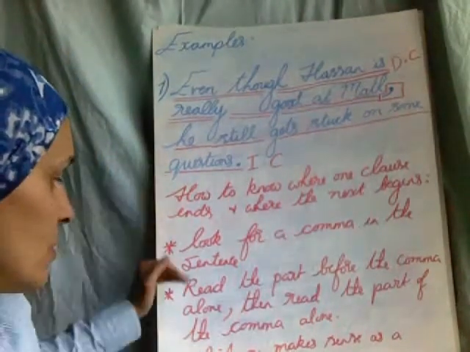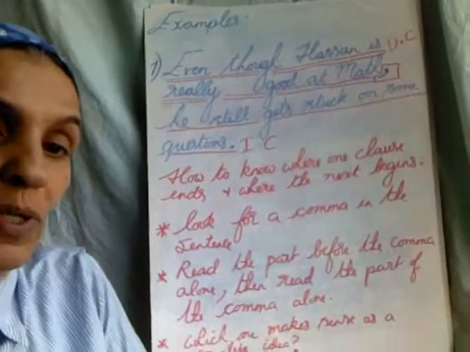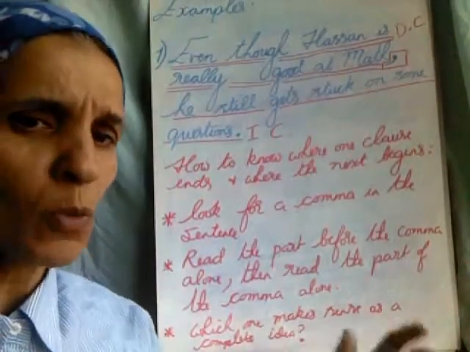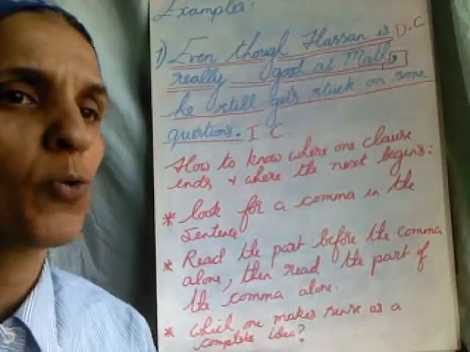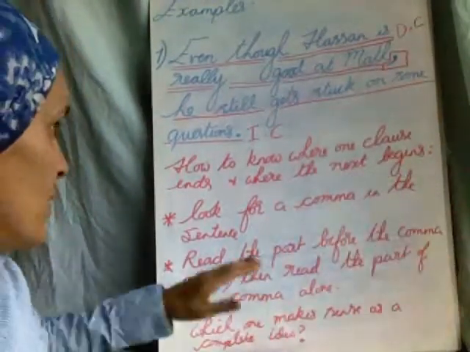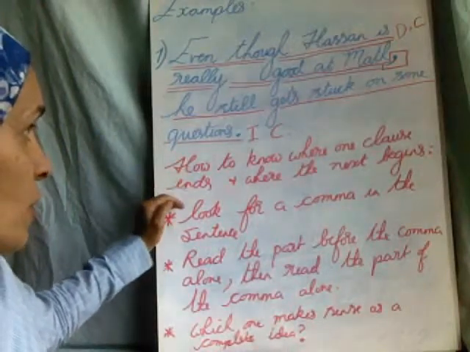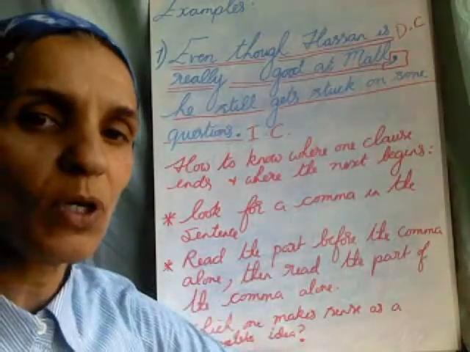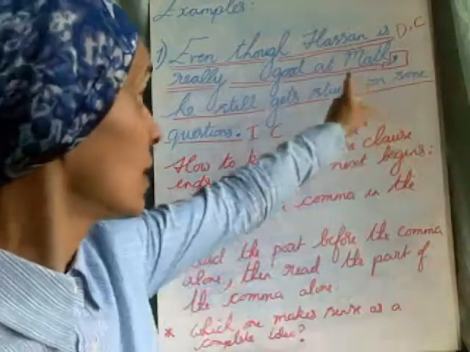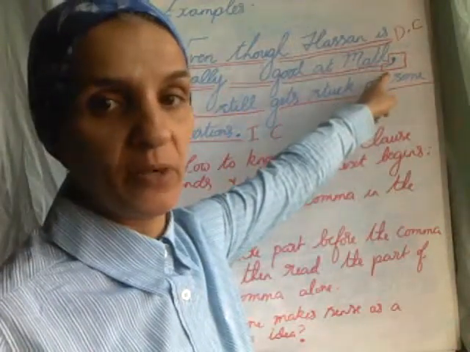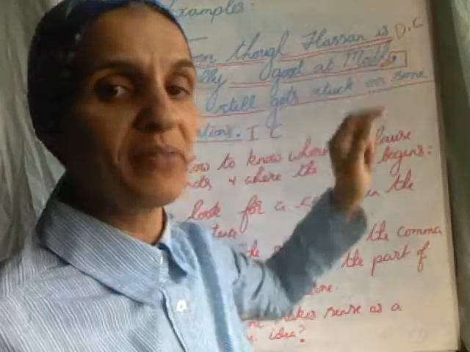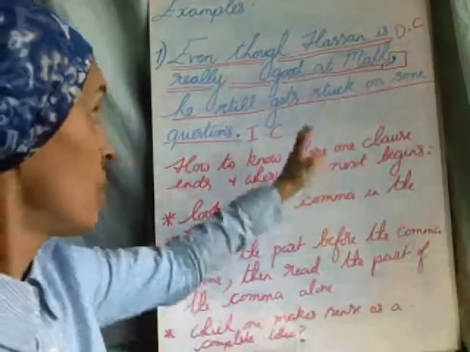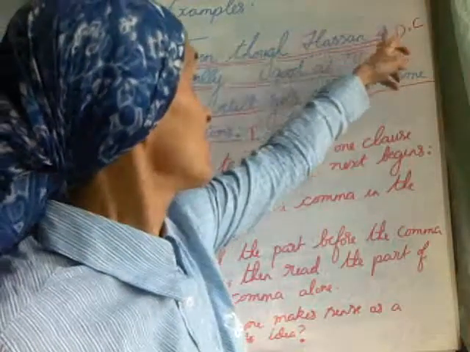Now I've written down some points here to consider when you are looking at the sentence, and how you can decide what can help you to know where one clause ends and where the other one begins. So how to know where one clause ends and where the next one begins? Number one, you look for a comma in your sentence, and there it is right here. There's my comma, and after I found my comma, I read the part before the comma.